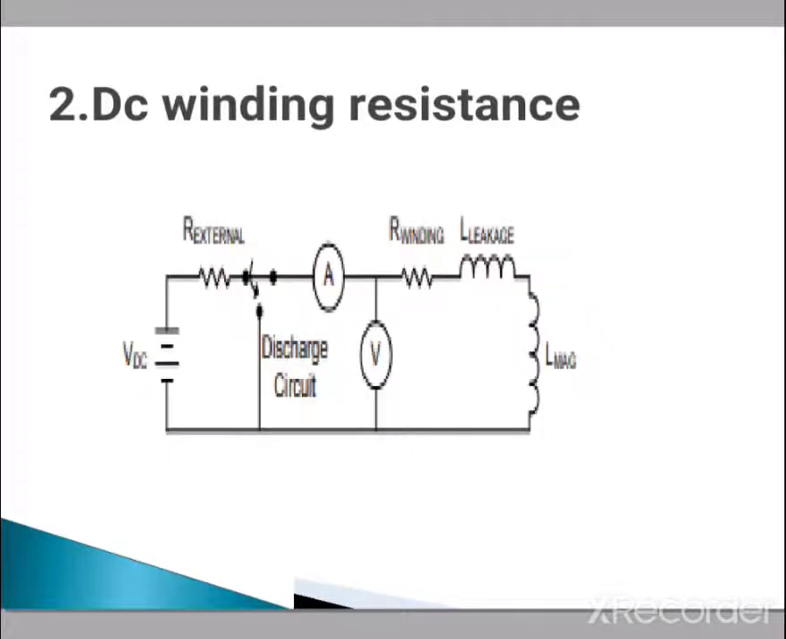Then we have to discuss the second test, that is the DC winding resistance test on the transformer. This test is performed during transformer commissioning, after the occurrence of an internal fault, and during the period of maintenance as recommended by the manufacturer. The winding resistance tests are performed to assess the integrity of transformer winding, tap changers and internal connections. There are three primary methods of conducting the winding resistance test.